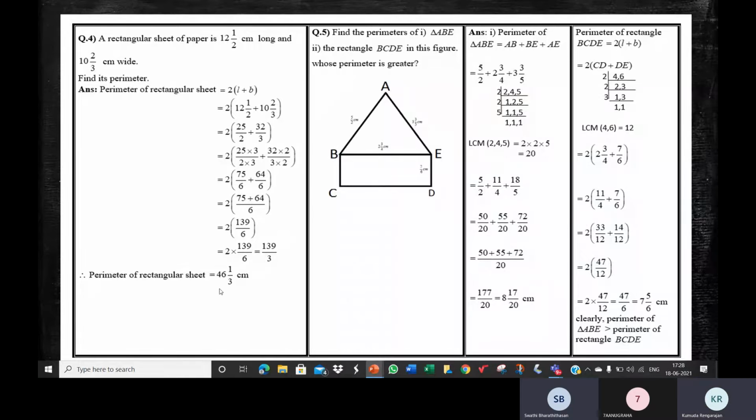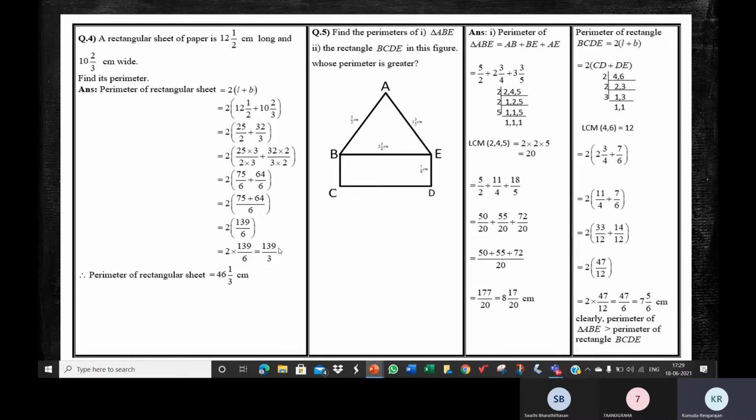Very enthusiastic, Swati, as always. Very good. Well explained. So here 2 and 6 get cancelled. You can take one number from the numerator and one from the denominator and simplify. 2 from the numerator, 6 from the denominator. 2 ones are 2, 2 threes are 6. So 2 goes away, and we get 139 by 3.